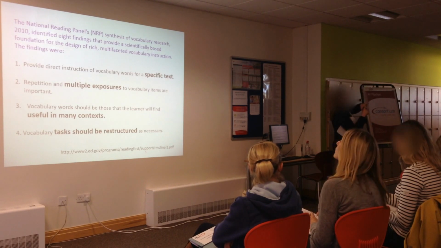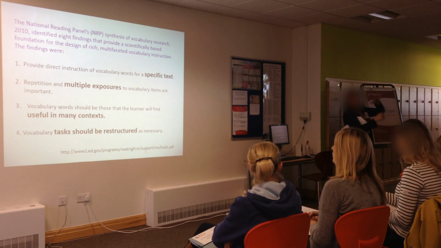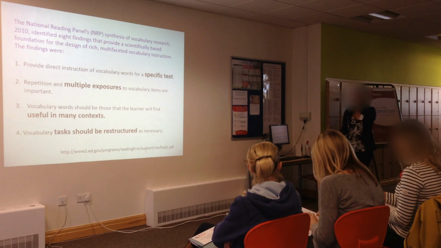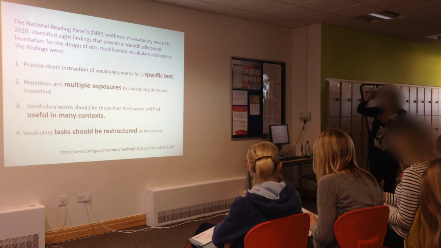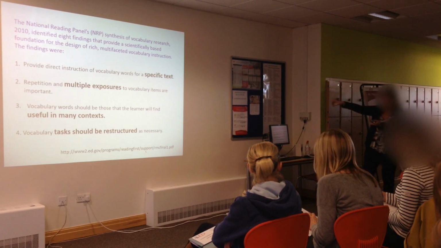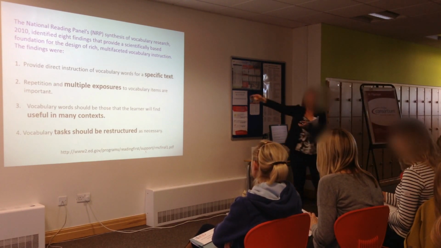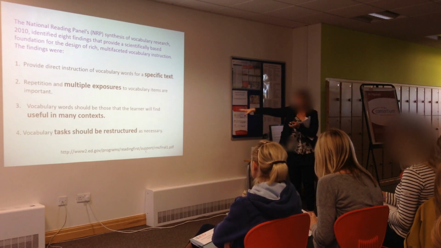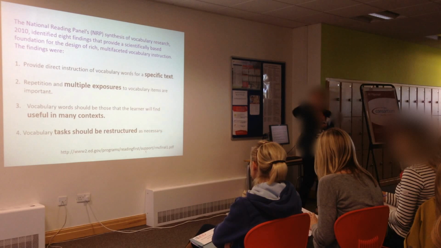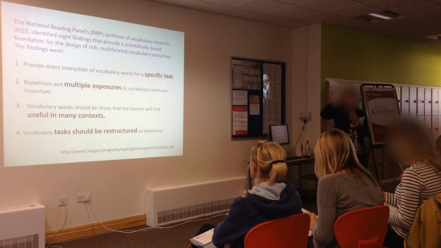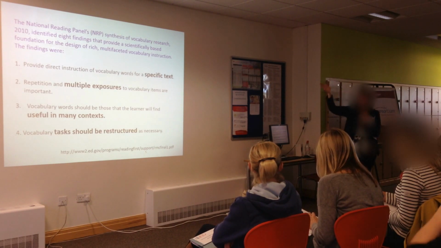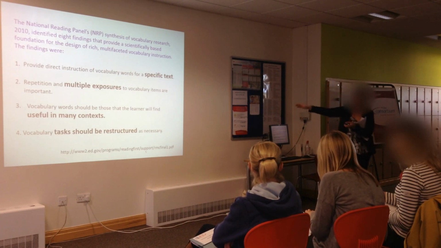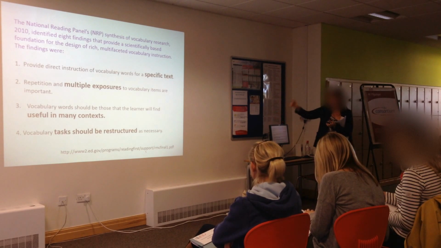Looking at a subject, a text on poetry or something that's being very rubbish in science, then it needs to be specific to that text. Number two, repetition and multiple exposures is key. Number three, words should be taught that learners will find useful in many contexts. So teaching them for an hour on one word that they're only likely to find every 2 years is not really worth the time. And number four, the task should be restructured.